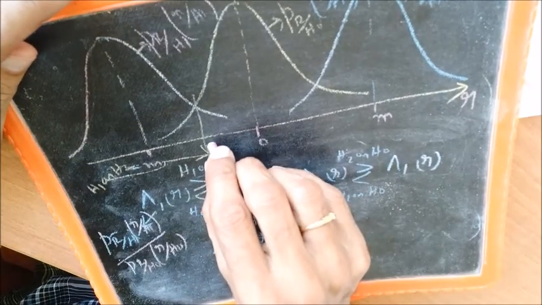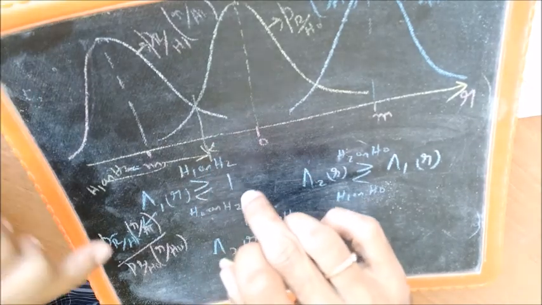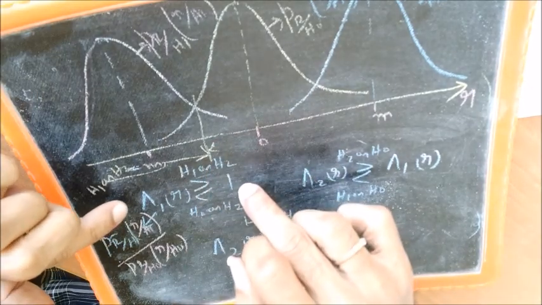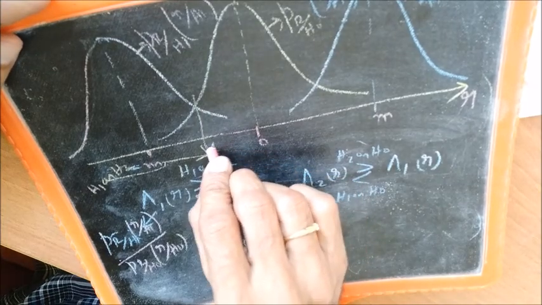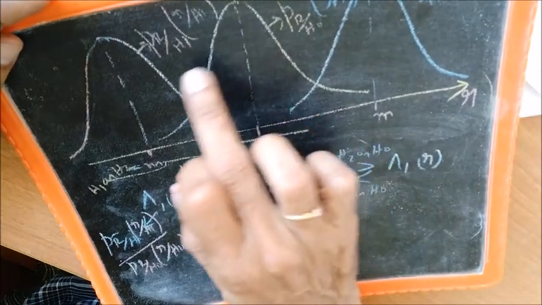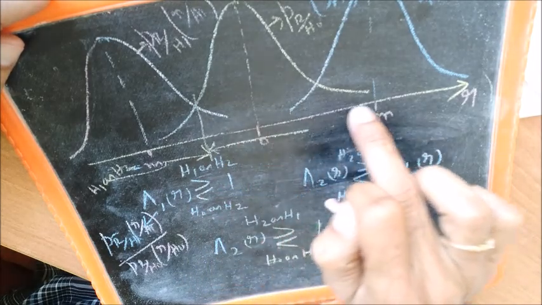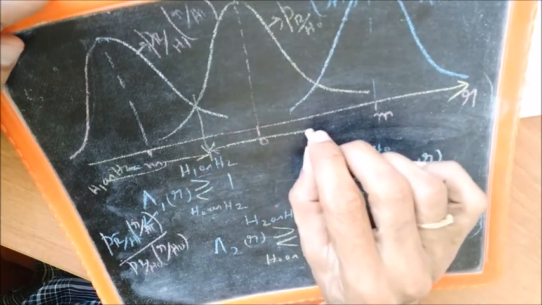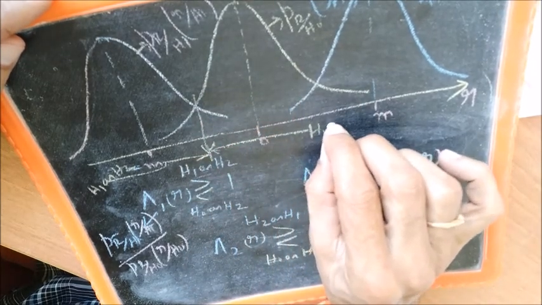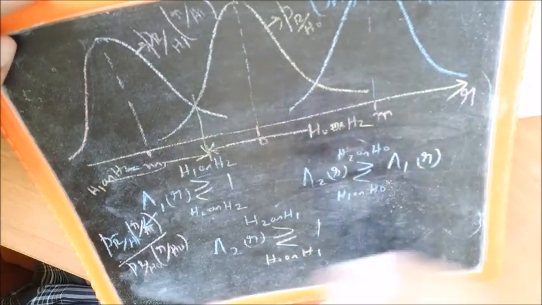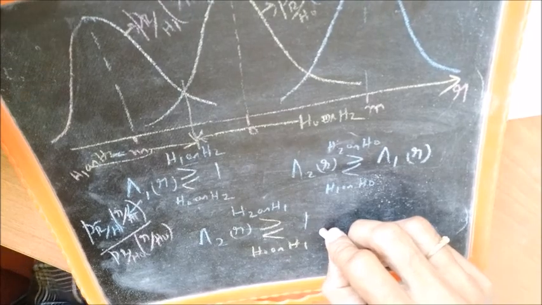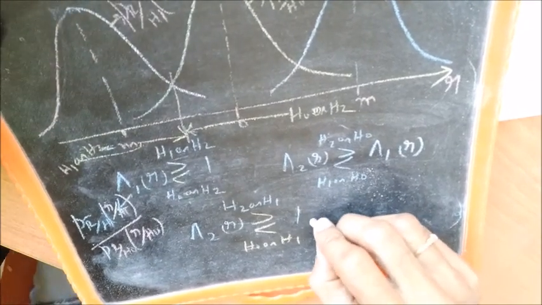That means on this side, if you see, PR H1 is less than PR H0 always. So this is for H0 or H2, this side. Now comes this comparison. Now we go for this comparison.